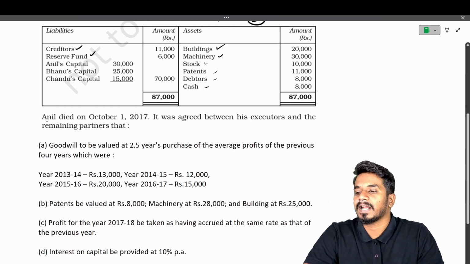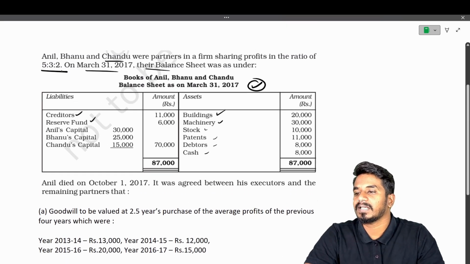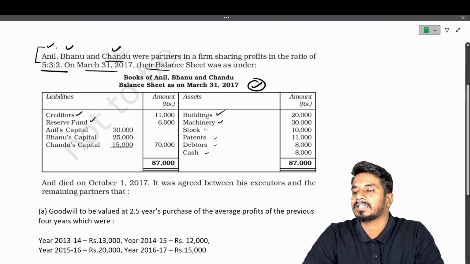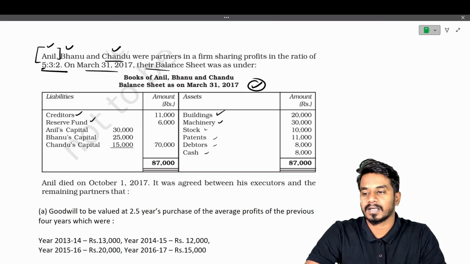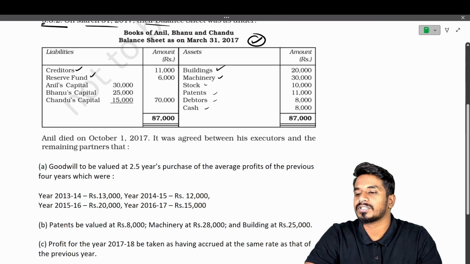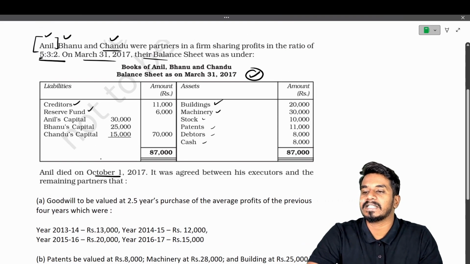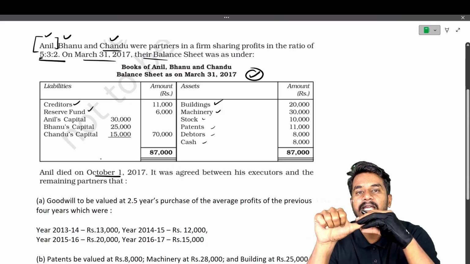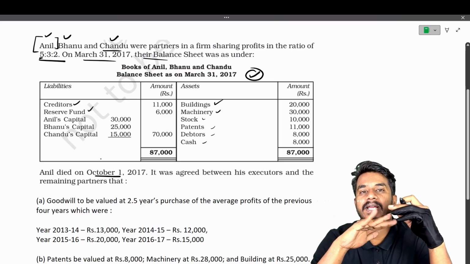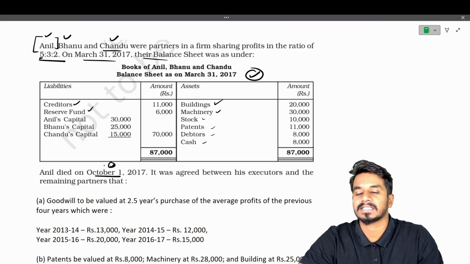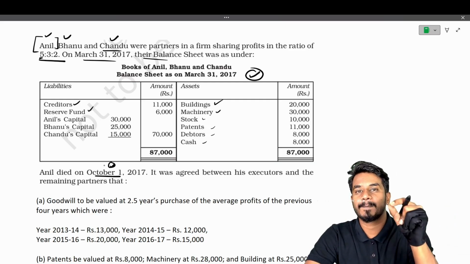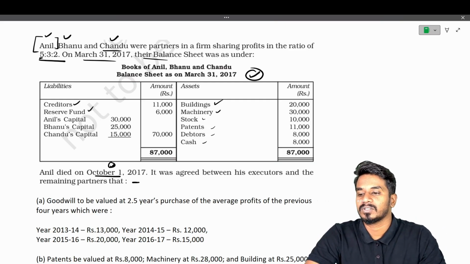Let us see that. Anil died. So who is dying? Anil, Banu, Chandu. Out of the three partners, Anil is dying. This 5 is dying. Correct. The year starts on 1st April, correct? April, May, June, July, August, September. So on 1st October he is dying, which means 6 months he was there in the firm.